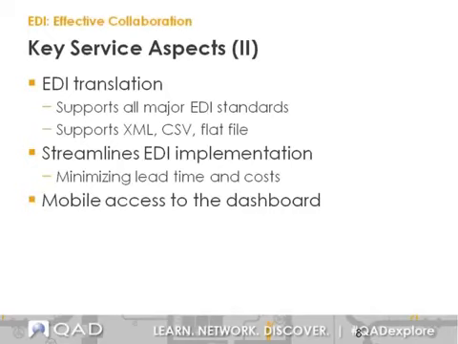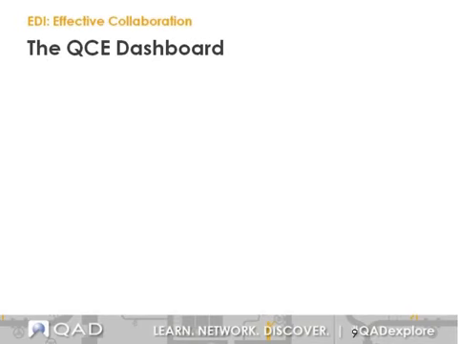The seventh element is, and this is in fact something that we have introduced this year, part of the things that we have done over the last 12 months, that now there's mobile access to the dashboard. So that means that through your iPhone or iPad applications, you can get access to the status of all your communications, all your EDI translation and communications. That's also an important element.